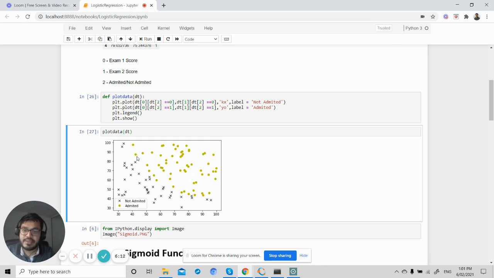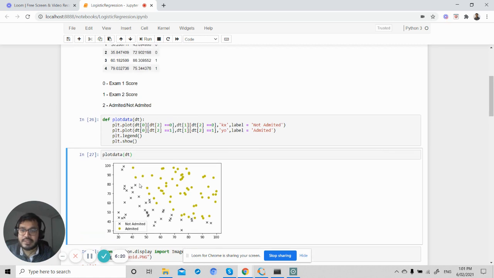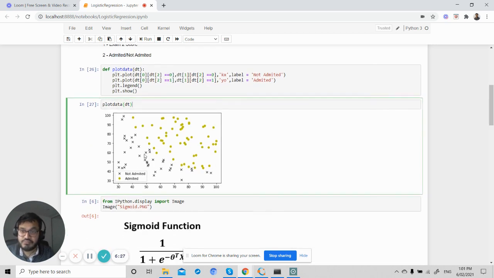Here we can clearly see that if we draw a line in the middle, then we can distinguish whether a student is admitted or not admitted to the university. Okay, so this is my data.